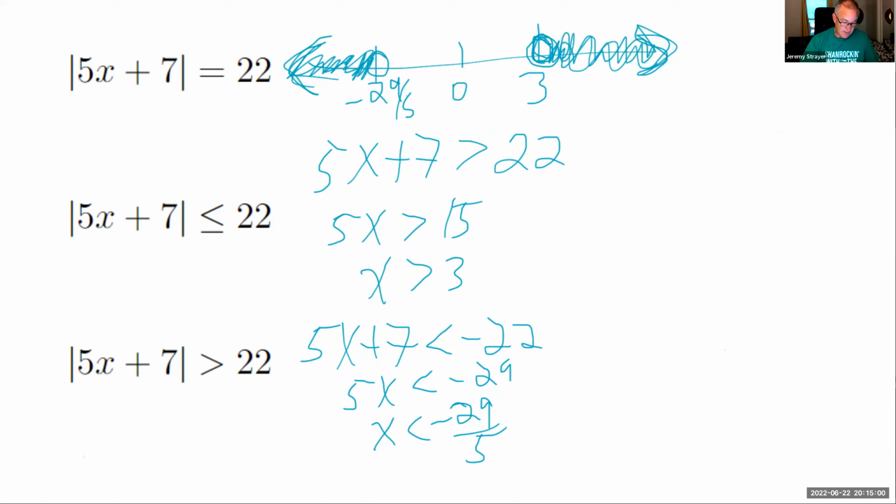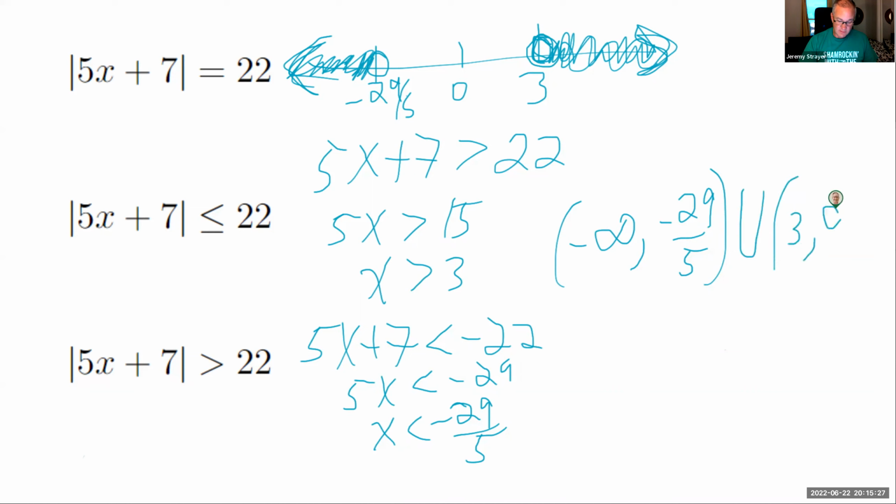And we'll close it out by writing it in interval notation. So we could say negative infinity to negative 29 over 5, and use a round bracket there, regular parenthesis, because the endpoint is not included. And we're going to union that with 3 comma infinity. And there we have it.